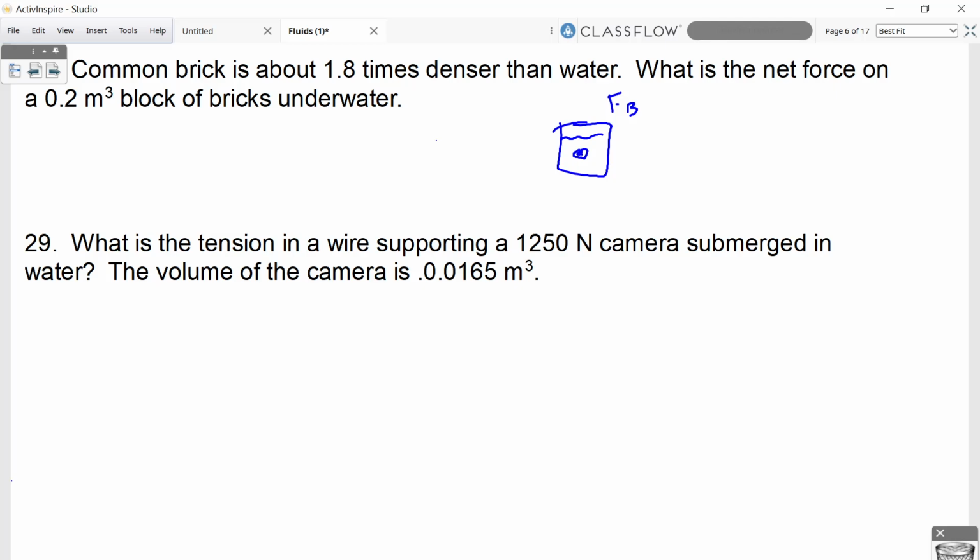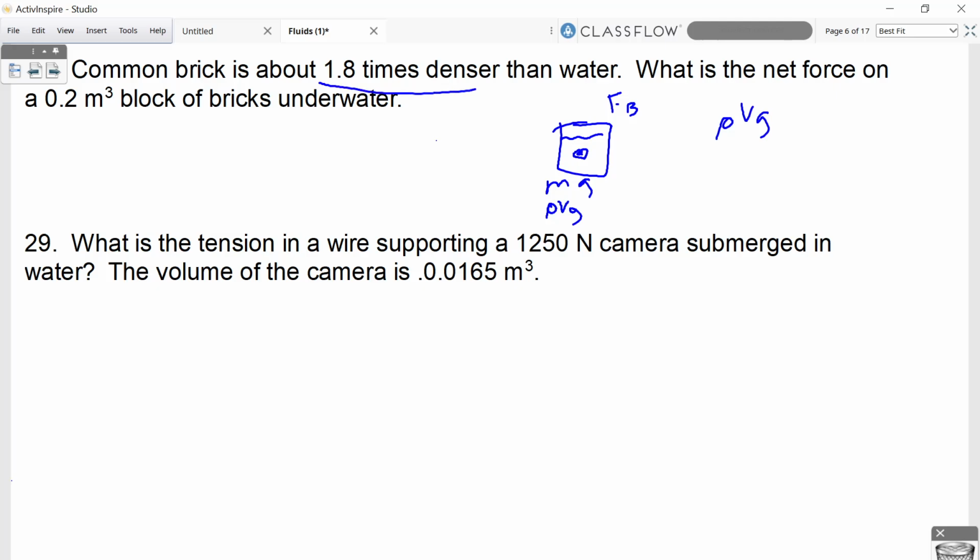So notice here we normally do mg, mass times gravity, but they're not giving us the mass. So we're actually going to have to do rho v g. Okay, I'm going to rewrite it over here so I have more space. So here they are actually telling us, let's see, what do they tell us?